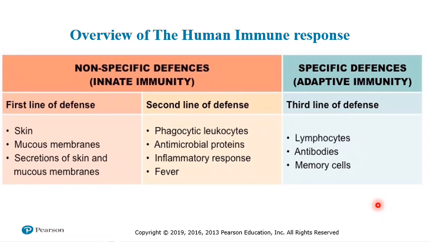If the microorganisms are able to get into the bloodstream and into the tissues, then you have your white blood cells as your third line of defense, your lymphocytes, and the substances that they are secreting, which will be your antibodies. And then what happens next after the war with the microorganisms or with these diseases is over? What happens to our body?